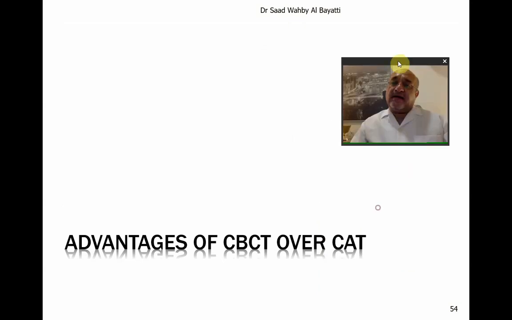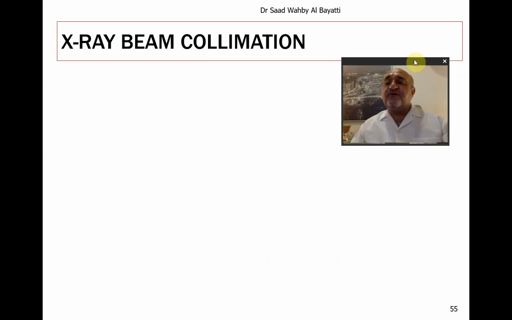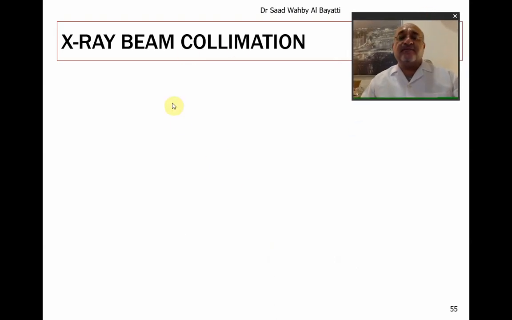Okay, let's discuss the advantages of cone beam CT over computerized axial tomography. I think by now, from what has been said earlier, we can have an idea about the advantages and the disadvantages of these. Okay, first of all is the cone beam collimation.